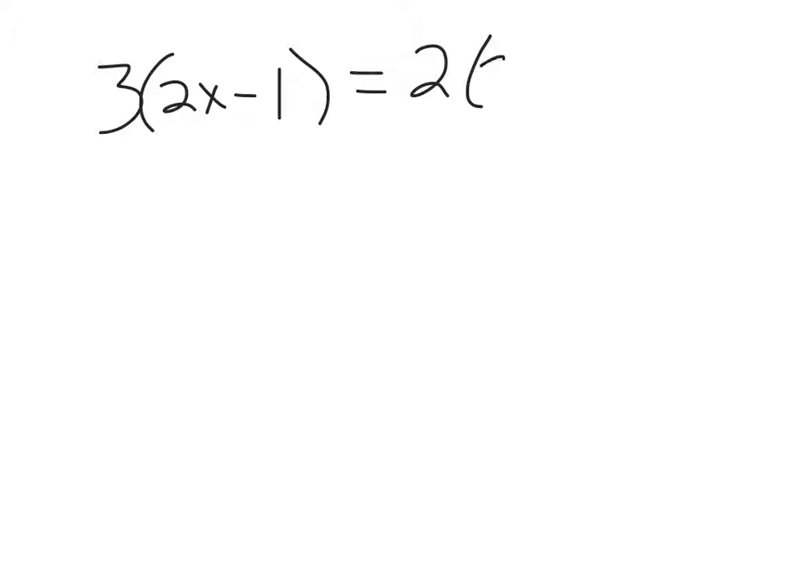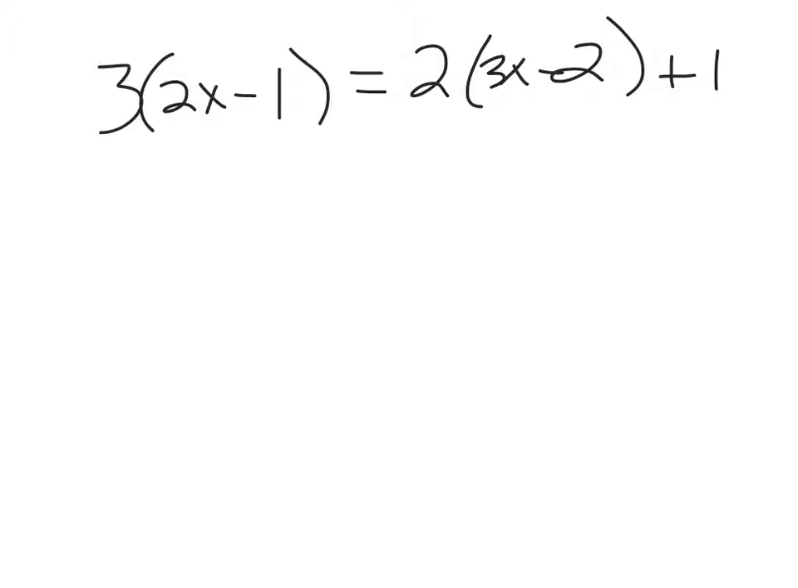Letter B in your text says this. 3 times 2x minus 1, so it starts out very similarly to the last problem, is equal to, now this time, 2 times 3x minus 2, but plus 1 added here on the end. So to solve this, we're going to do the exact same thing.